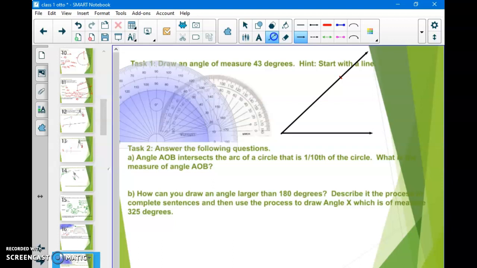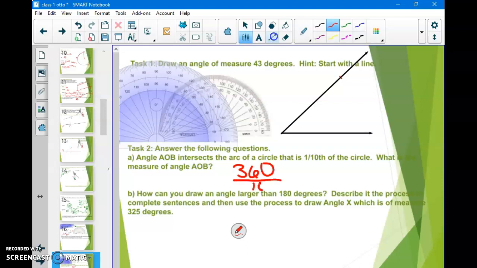Angle AOB intersects the arc of a circle that is 1/10 of a circle. What is the measure? So we said that a whole circle is 360. If it's 1/10 of the circle, then it has to be a 36-degree angle.